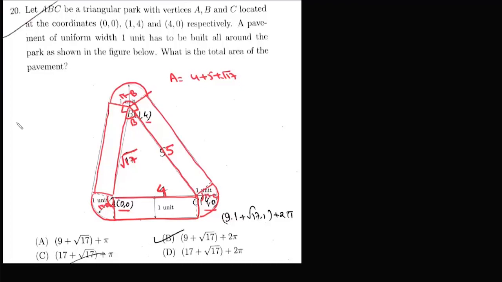So sum of all the three angles will be 3 pi minus A plus B plus C, which is 2 pi. So actually all these three portions, they will form a circle whose radius is 1, and this required area will be simply pi r squared, which is pi. So this area will be 9 plus root 17 plus pi, and that will be your option.